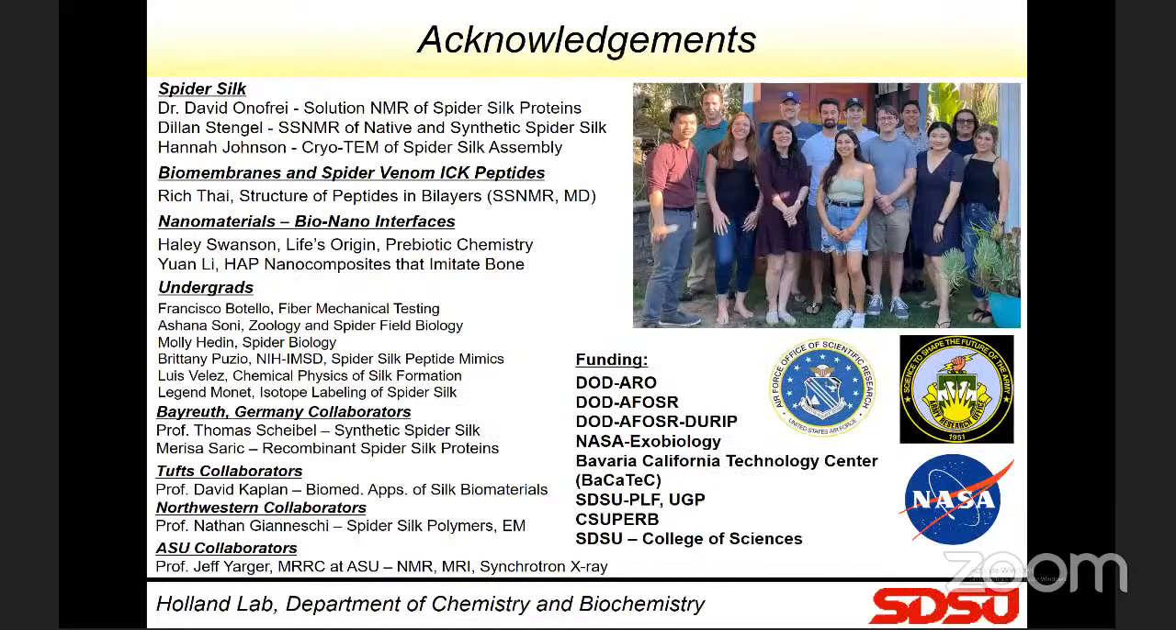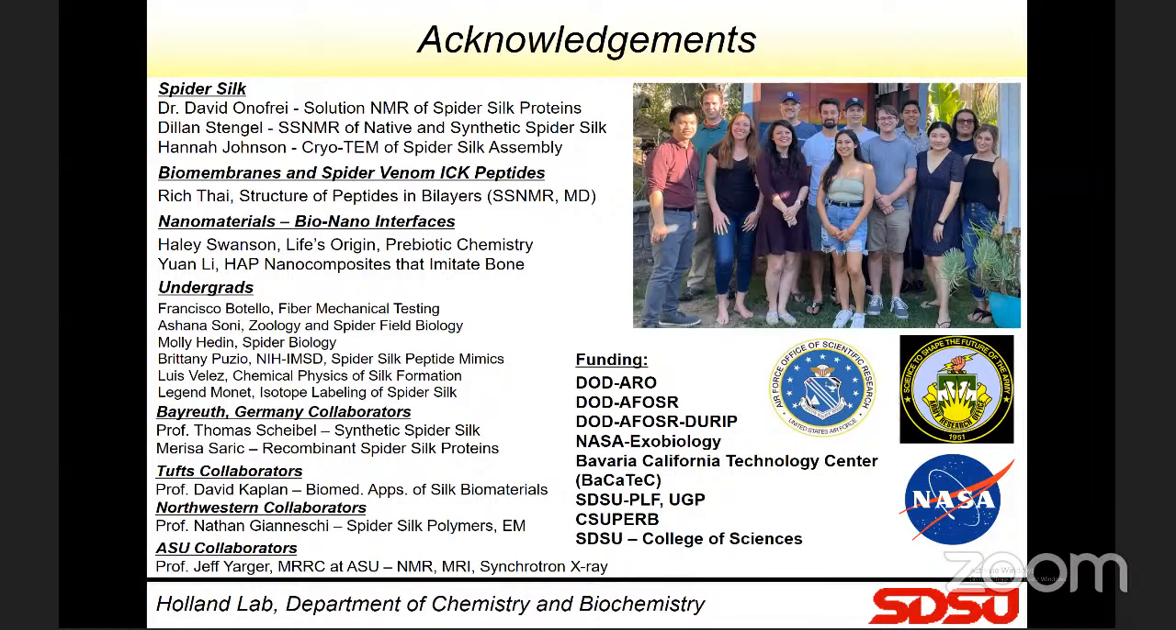I'd just like to get some acknowledgments out of the way up front. Most of what I'll tell you about today involves the top project, that's the Spider Silk project. People who did most of the work, Dr. David Onofree, who's a solution NMR spectroscopist, research scientist in the lab. Most of the work that I talk about today was done by Dylan Stengel, who's a PhD student that's defending in the next couple of months and should have his PhD by the end of the calendar year. And he's been doing mostly solid state NMR of native spider silks and synthetic recombinantly produced spider silk materials.